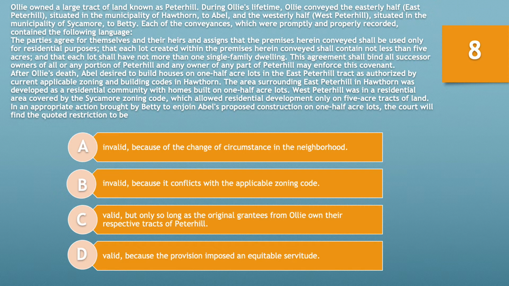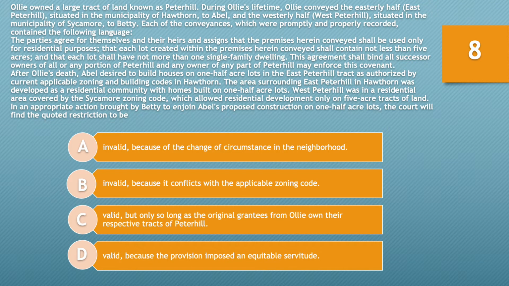Question number 8. Ali owned a tract of land known as Peter Hill. During Ali's lifetime, Ali conveyed the easterly half, situated in the municipality of Hawthorne, to Abel, and the westerly half, situated in the municipality of Sycamore, to Betty. Each of the conveyances were promptly and properly recorded, and they contained the following language.